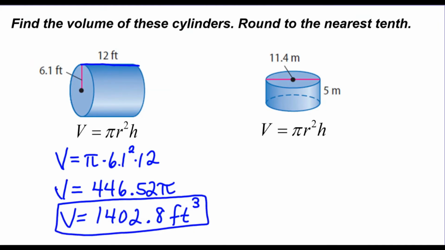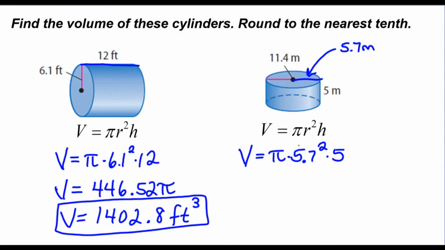The next cylinder, we're given the diameter, and remember, we cannot use the diameter when we're finding the area of a circle, so we have to use the radius. So the radius will be half of 11.4, which is 5.7 meters. We're going to use that as our radius. So the volume will be pi times 5.7 squared times the height, which is 5.